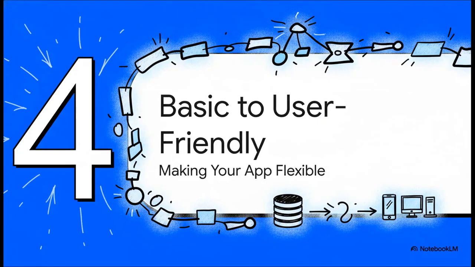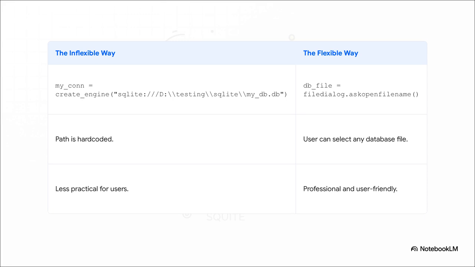So, following those basic steps will get you a perfectly functional app. But if you want to create something that feels more professional, you need to make it more flexible. And one of the biggest leaps you can make is changing how your app finds its database file. Just take a look at this comparison. The inflexible way on the left has a specific file path hard-coded right into the source. Now, that's fine for you while you're testing, but it's guaranteed to break on anyone else's computer.